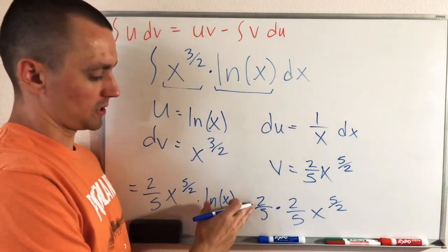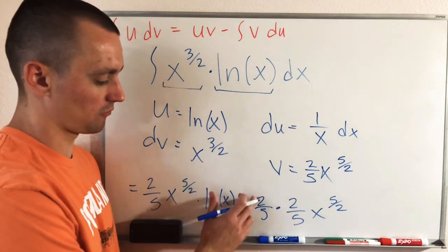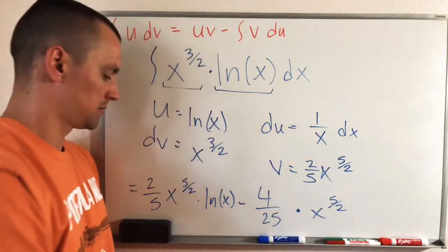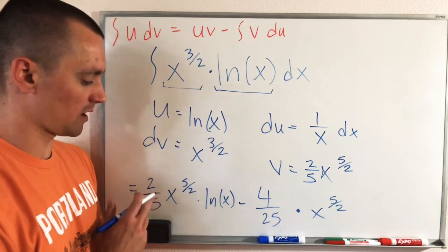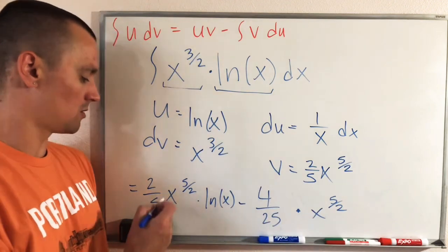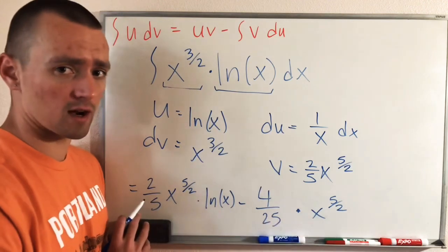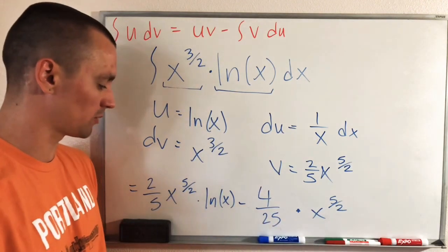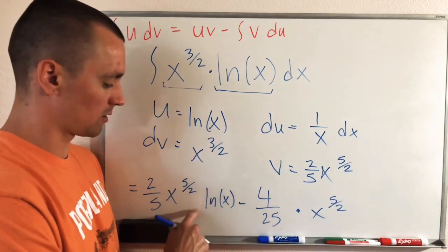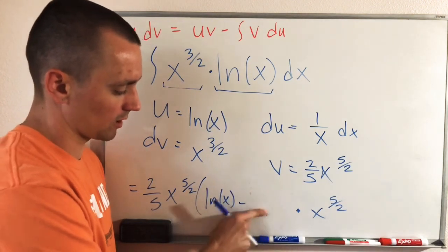So now we can simplify our coefficients here. 2/5 times 2/5 would give us 4/25. So now we have 2/5 x to the 5/2 times natural log x minus 4/25 x to the 5/2. Notice each of these terms has a 2/5 x to the 5/2 in common. We could factor that out to make things a little simpler. Pulling 2/5 x to the 5/2 out, this term would just be left with natural log x, and this term, if we take a 2/5 out, we're going to be left with 2/5.